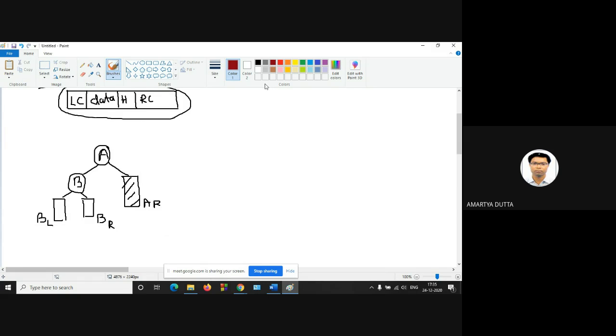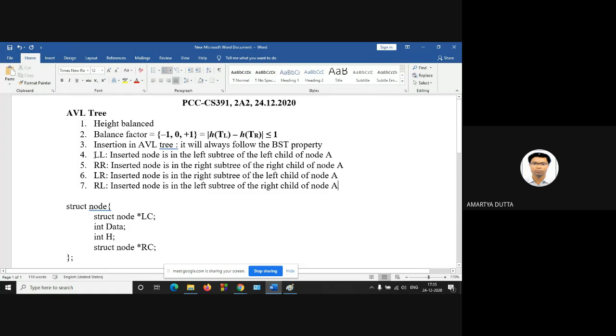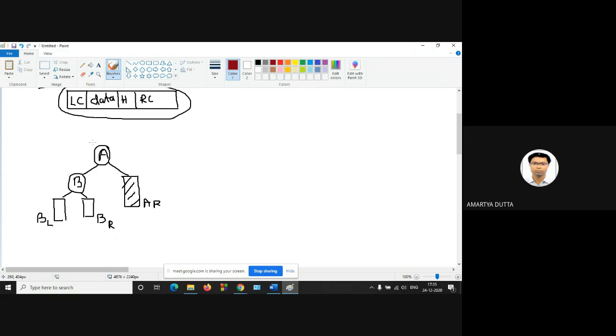Okay. Now insert. First of all, we examine the first rotation. What is the first rotation? The first rotation is the LL rotation. So LL rotation means inserted node in the left subtree of left child of node A. So what is the left subtree of left child? This is parent node A. Its left child is B. Its left subtree is BL. Is it clear?